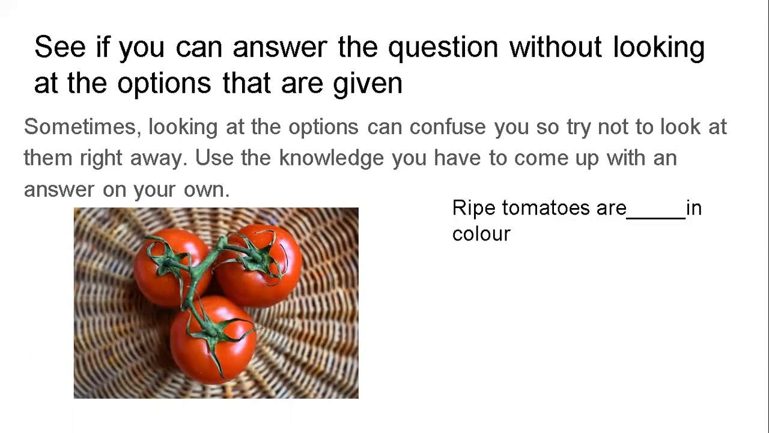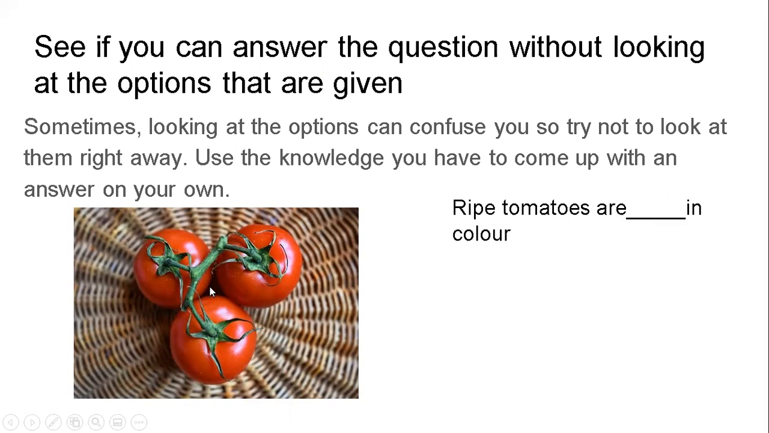Tomatoes. Okay, now read the question carefully. Ripe tomatoes are dash in color. Now, I'm not going to show you the options. What I mean by this is, see if you can answer the question without looking at the options that are given. So now I'm not showing you the options, but can you answer the question?